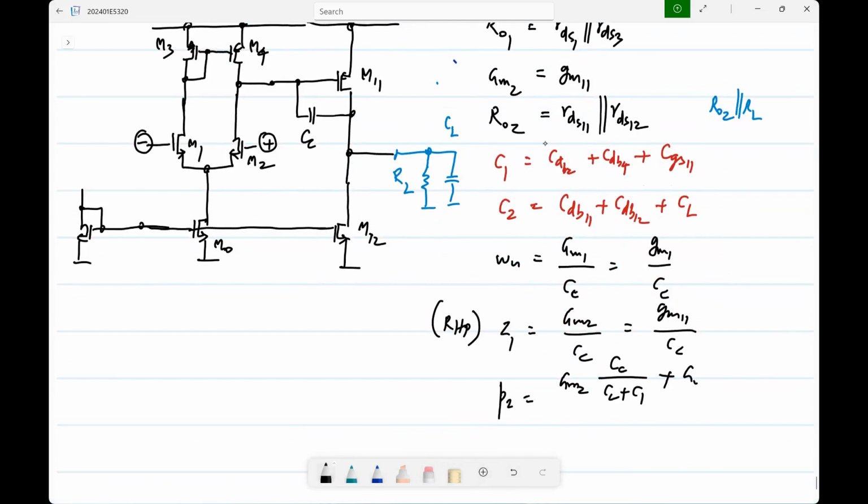Plus you also have whatever output conductance is there, including the load conductance. And what is the capacitor? You have CL, which is directly connected there, plus the series combination of CC and C1. So that's basically all that is there to the two-stage op-amp.